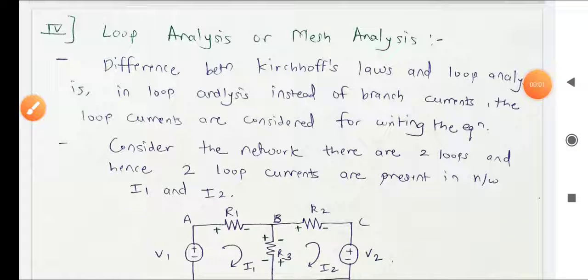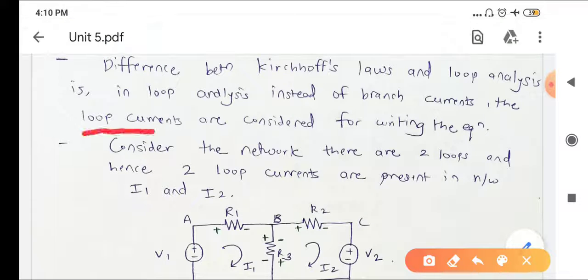Hello students, in this video I am going to cover the concept of loop analysis or mesh analysis and supermesh. So first of all we will see the concept of loop analysis. As we know, KVL is used to find unknown currents in the circuit. Like that, loop analysis or mesh analysis is also used to find unknown currents in the circuit, but these currents are mainly the loop currents, whereas in Kirchhoff's law we always consider branch currents. So this is the main difference between Kirchhoff's law and loop analysis.